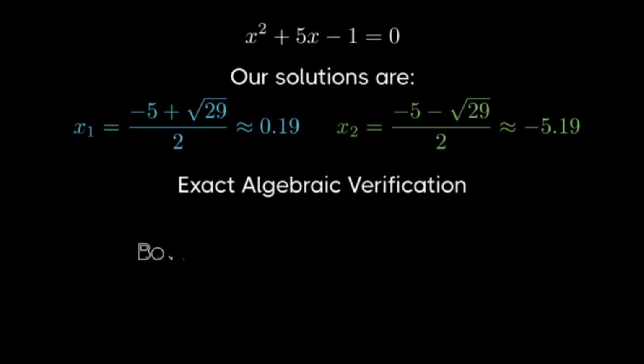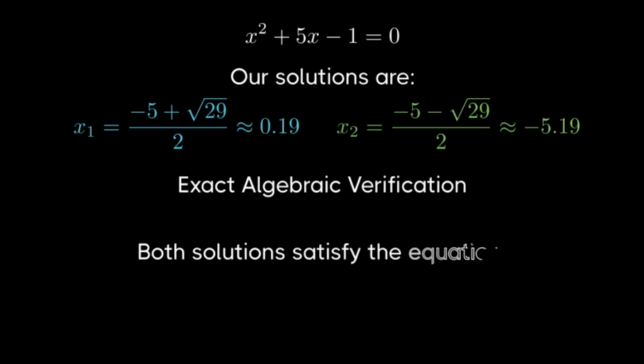The algebraic verification for our second solution would follow a similar process. We'd substitute negative 5 minus square root of 29 divided by 2 into the original equation and expand. After simplifying, we would again get exactly 0. We've now verified both solutions to our quadratic equation x squared plus 5x minus 1 equals 0. This confirms that x equals negative 5 plus square root of 29 divided by 2, or approximately 0.19, and x equals negative 5 minus square root of 29 divided by 2, or approximately negative 5.19, are indeed the only two solutions to this equation.